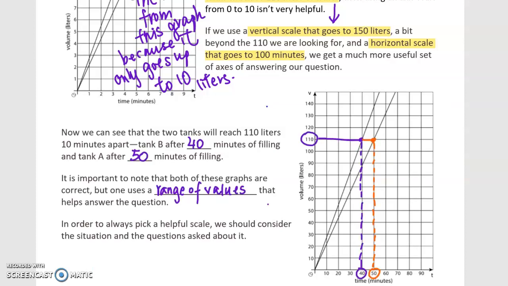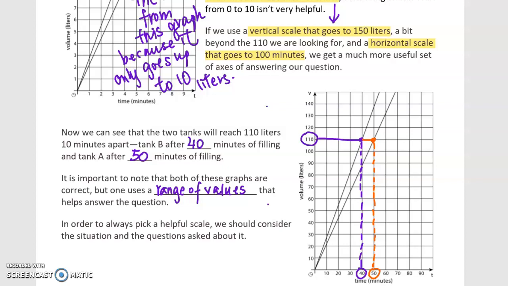Alright, now we can see that the two tanks will reach 110 liters right here. If I follow this line, I will meet my first line at 40 minutes. My second line, it will be at 50 minutes. Okay, so tank B, after 40 minutes, it will have 110 liters. And then for tank A, after 50 minutes, we will have 110 liters. So we can use the graph to see how long it's going to take for us to get 110 liters.